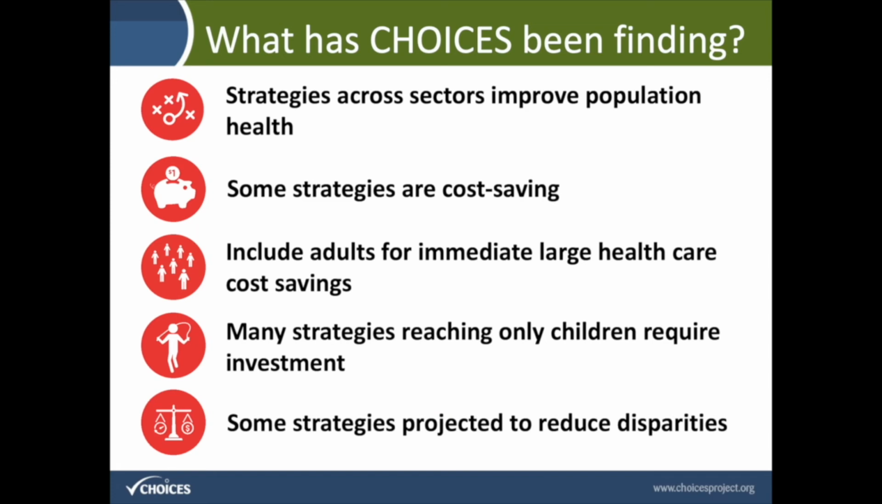So what have we been finding? We found that strategies need to be implemented across many sectors to improve population health. Strategies can have large reach and large effect, but to really substantially make a dent in the obesity prevalence, you're going to need to do a lot of different strategies at the same time.